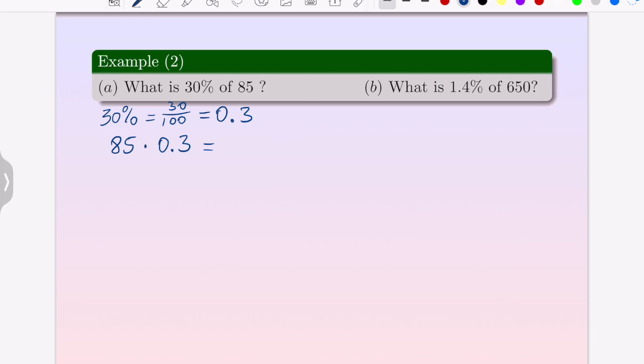So in that case, I'm going to multiply 85 times 0.3. And if I multiply 85 times 0.3, I'm getting 25.5. So 30% of 85 is 25.5.